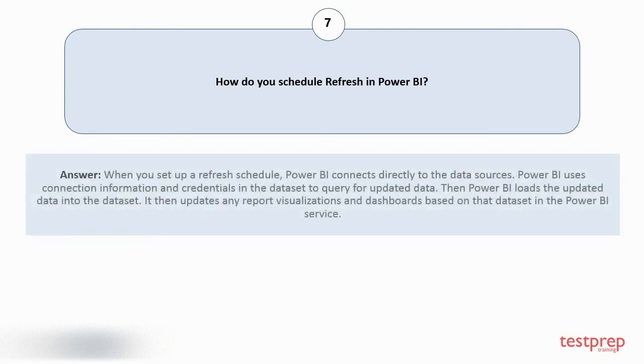Question number 7, how do you schedule refresh in Power BI? Your answer is when you set up a refresh schedule, Power BI connects directly to the data sources. Power BI uses connection information and credentials in the dataset to query for updated data. Then Power BI loads the updated data into the dataset. It then updates any report visualizations and dashboards based on that dataset in the Power BI service.